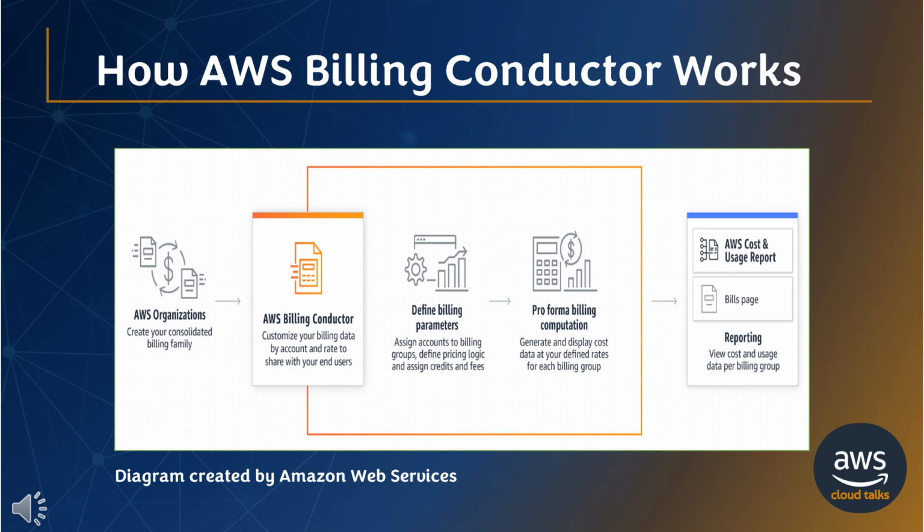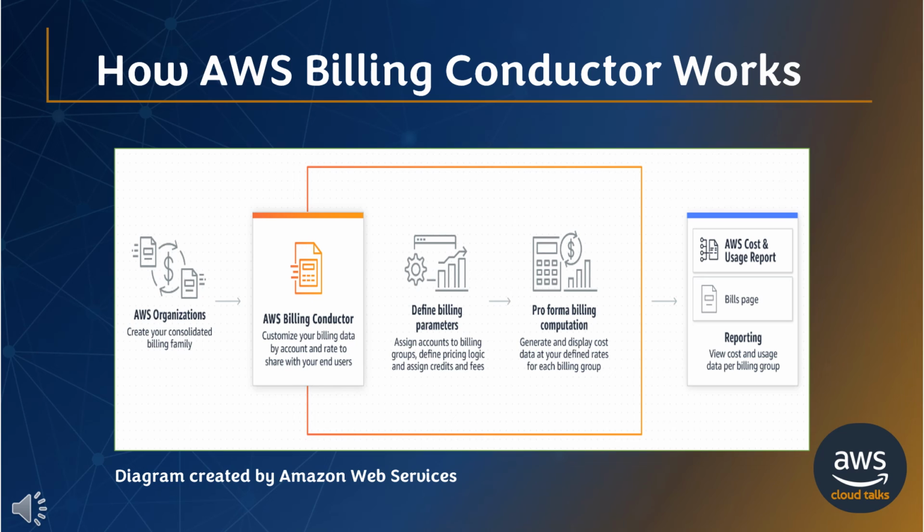Once each billing group is defined, you will be able to view the output of your configuration by billing group. The output of your configuration is shown on the Billing Console Bills page. You can also generate a cost and usage report for each billing group. The diagram is created by Amazon Web Services. It shows the key features of AWS Billing Conductor and integrations with other AWS services.